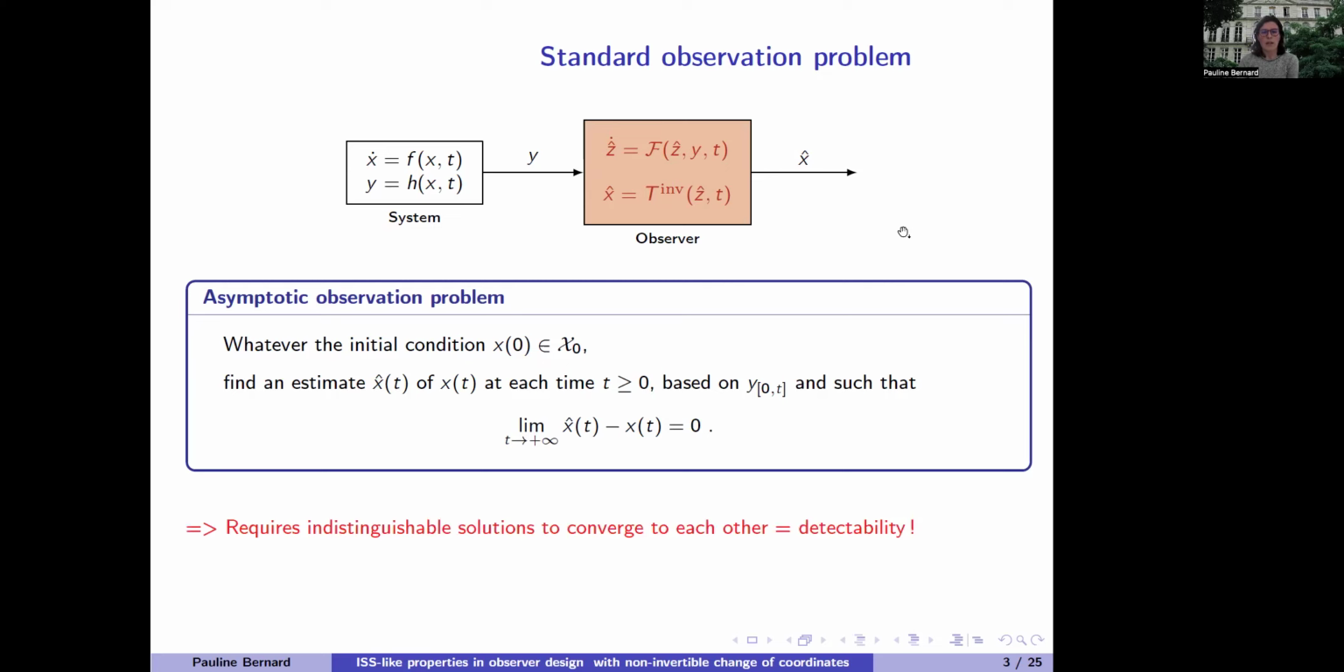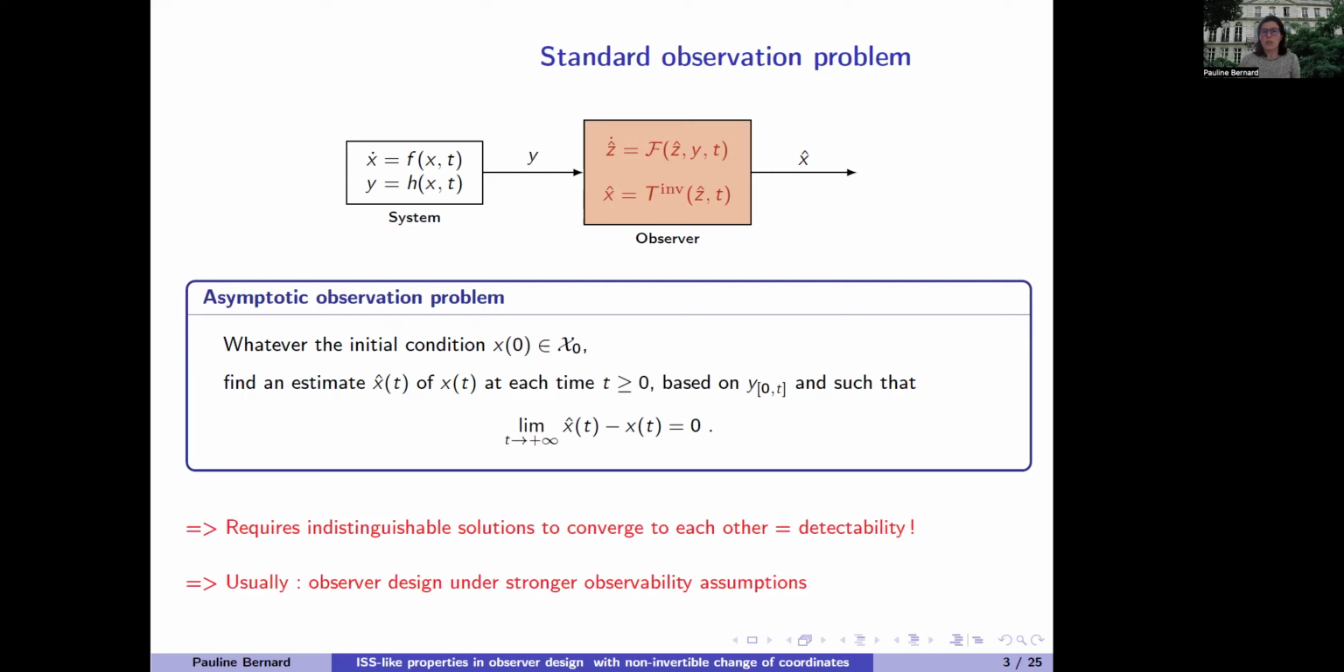It's quite well known that a necessary condition to build such an observer is to have detectability. Detectability is the fact that if you have two solutions that produce the same output, they must at least converge to each other. Because if they go to different places, then there is no way your observer will be able to say which is which, because it has the same measurement. So that's typically a necessary condition.